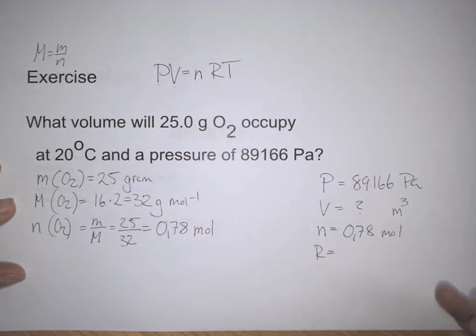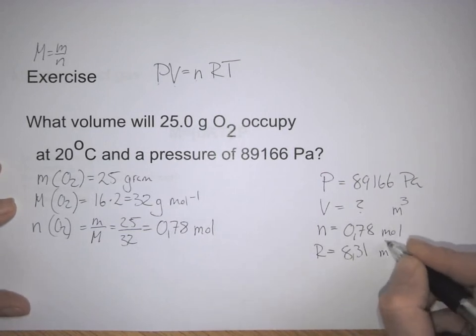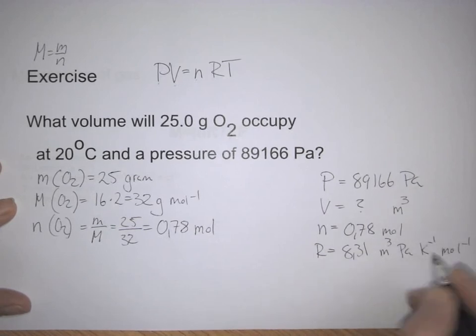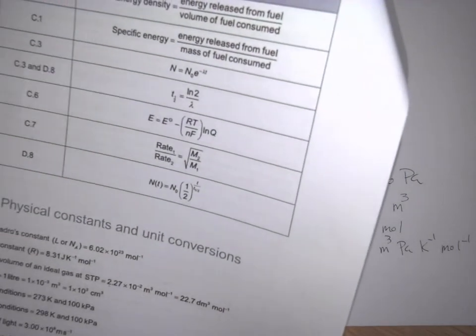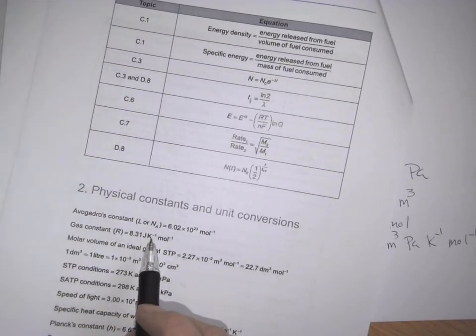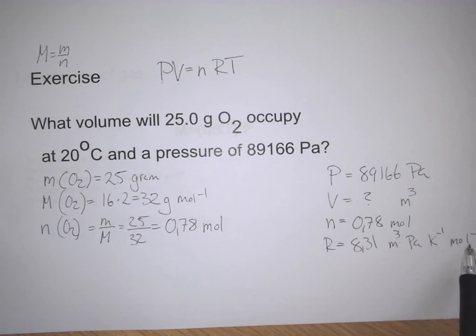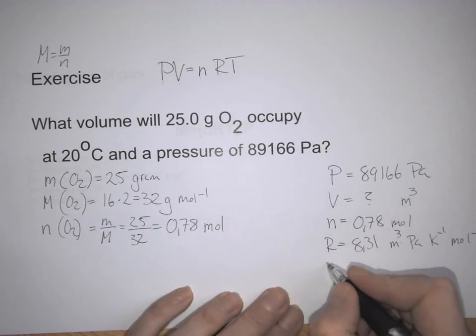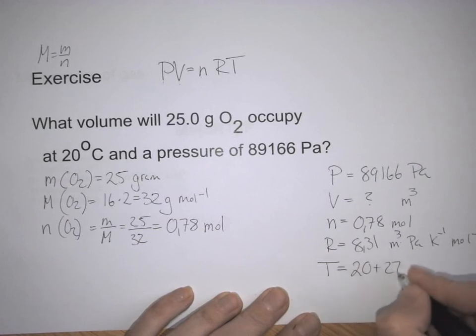R is a constant of 8.31 cubic meter Pascal per Kelvin per mole. So this is why we need to have this. You can look up the gas constant if you're not sure. It is not given for you here, but the unit for the gas constant is cubic meter Pascal per Kelvin per mole. So that is why we need to have the volume in cubic meter, the pressure in Pascal, and also the temperature in Kelvin degrees. We know it's 20 Celsius, we need to add 273, so that's 293 Kelvin degrees.